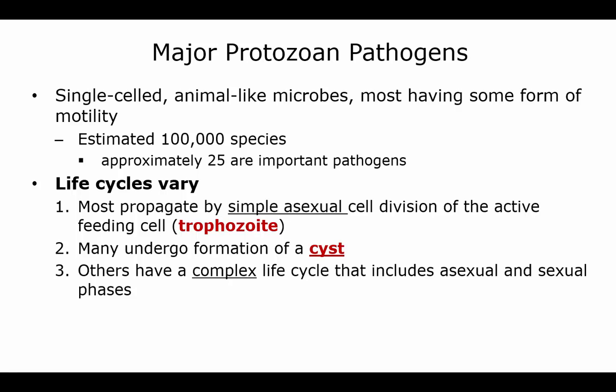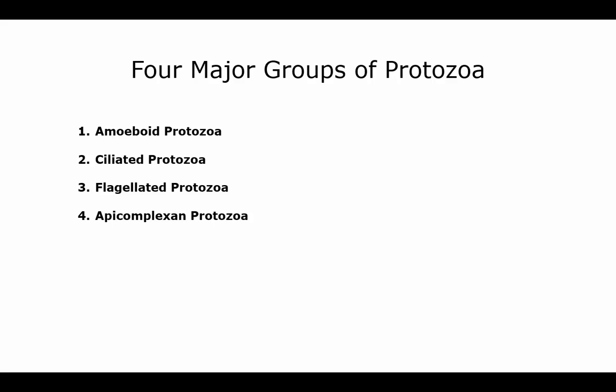Most of them are going to show some sort of motility. The life cycles vary a lot. Usually, they're propagated by a simple asexual cell division of this trophozoite, which is the feeding cell. And a lot of them undergo formation of a cyst, and then others, their life cycle is much more complex, and they have asexual and sexual phases. There's four major groups: the amoeboid, the ciliated, the flagellated, and the apicomplexan protozoa.